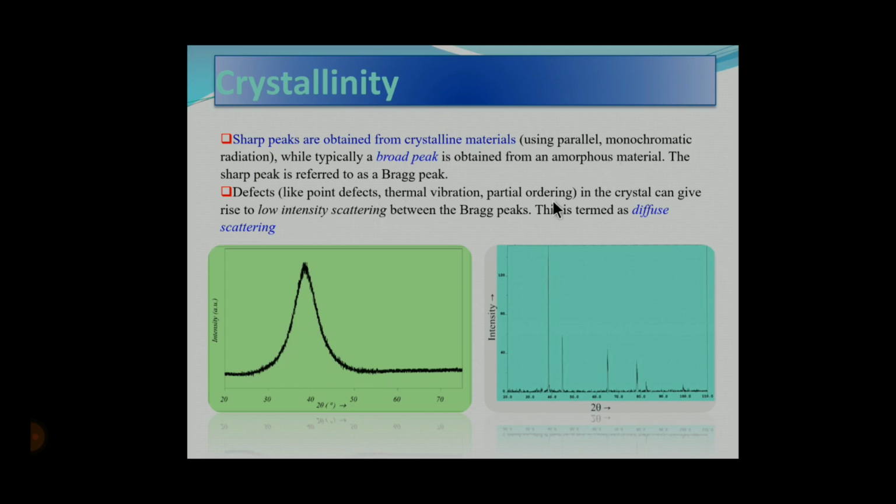Defects in the crystal can give rise to low intensity scattering between Bragg peaks. This is termed diffuse scattering, right? Point defects or thermal vibrations or partial ordering in the crystal can give rise to low intensity scattering. Intensity might be lower than the expected value. That is called diffuse scattering.